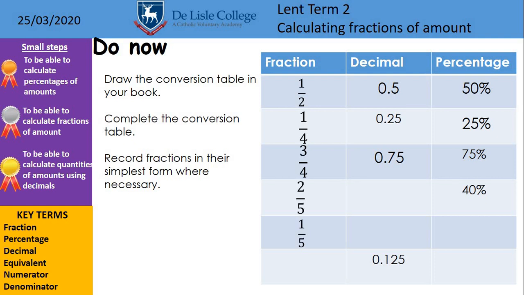For 40%, this is the same as 4/10, which cancels to 2/5. Hopefully you remember this. And as an equivalent decimal, this is 0.4. For 1/5 then, this will be 0.2, and its percentage equivalent is 20%. And hopefully you can remember from the previous lesson that 0.125 is equivalent to 1/8, because remember, if we were colouring squares in a 100 square grid, it's 12.5%, which is 12.5 of the squares, which is then equivalent to your 1/8.